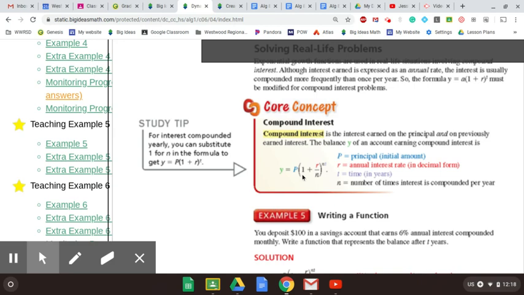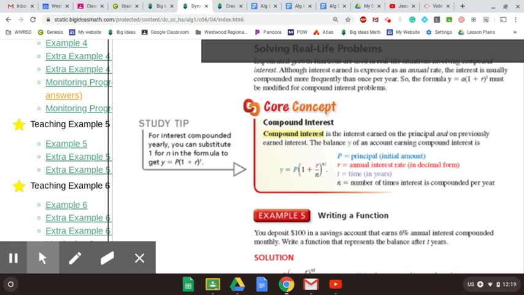Then in the parentheses, notice how we still have 1 plus. Because you're earning interest, your money is going up, so you want to add to 1. Now, this is where it gets a little different. Our R is still the rate of growth, and we still want to change it to a decimal. Make sure you change your percent to a decimal here. But our R is being divided by N. N represents the number of times the interest is compounded per year.